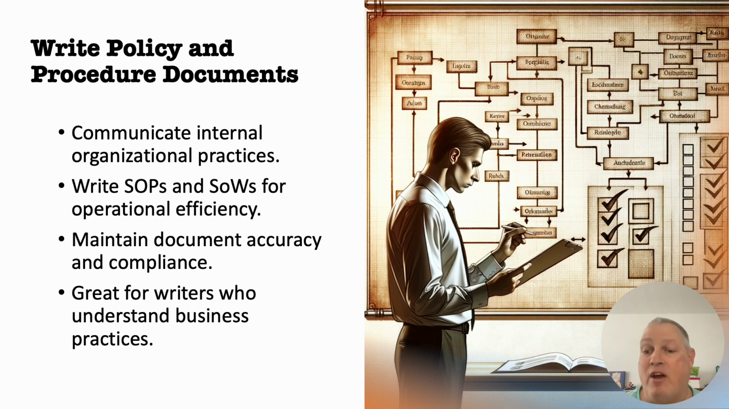An SOP is a standard operating procedure. It's basically a guide to how you do things within the company. And SOWs are statements of work, and it's often an agreement between two groups, sometimes within the same company, sometimes two different companies, about how they're going to deal with all the problems or situations that may come up.